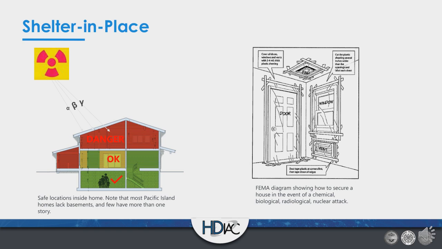Problem with this, that in the Pacific, is that a lot of houses do not have basements. Few of them have more than one story, and many are very open to the outside air, and that's the way they keep themselves cool. You know, air conditioning in a lot of these places is a high luxury. So the sealing off the house and sheltering in place may not be the best option, especially in a chemical environment.